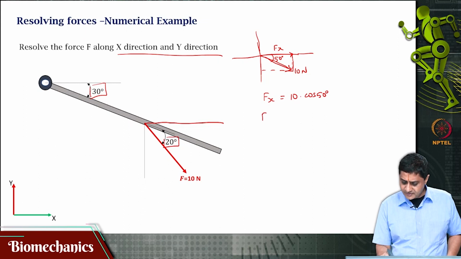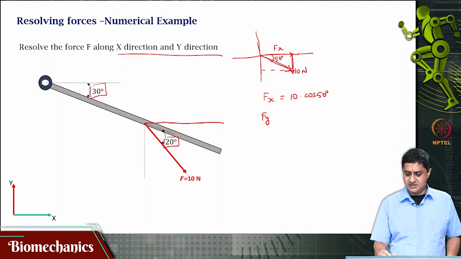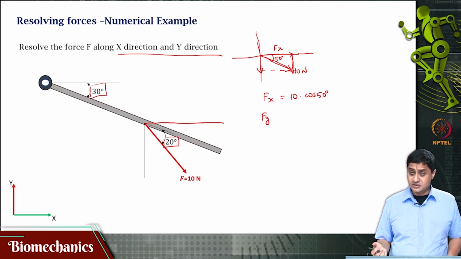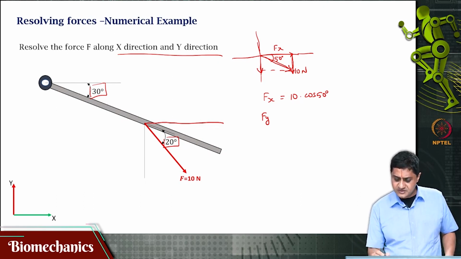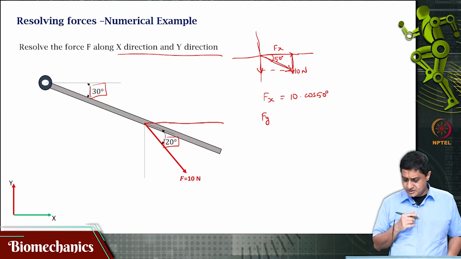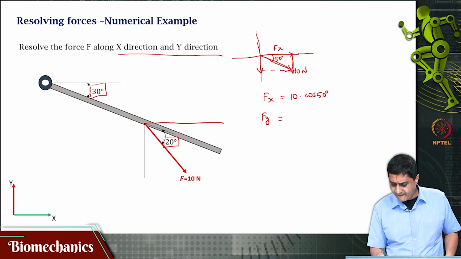Then Fy is that distance, is it not? Or rather this, but these two are actually numerically equal, and also the directions are equal. According to the principle of transmissibility, I could actually move it where I want. Fy is actually 10 times sin theta. What is the direction in which it is acting?